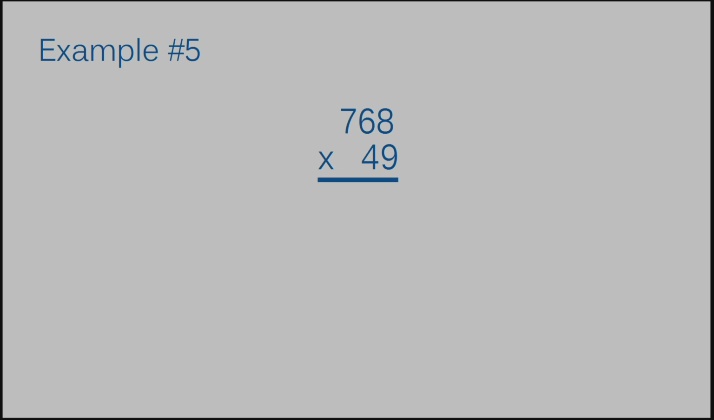768 times 59. Let's multiply. 9 times 8 is 72. I must carry my 7, but I can write my 2 down. 9 times 6 is 54. When I add my 7, I get 61. So, again, carry my 6 and only write the 1 down. 9 times 7 is 63. 63 plus 6 is 69. I have nothing else to carry or deal with, so I just write 69 down.